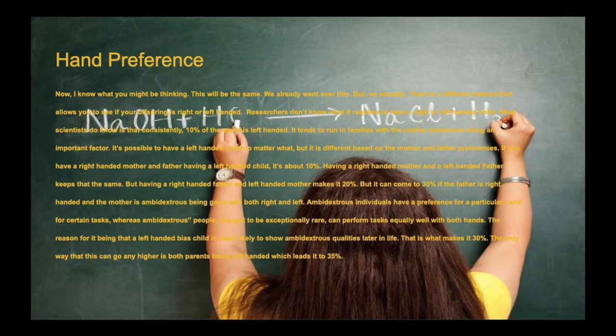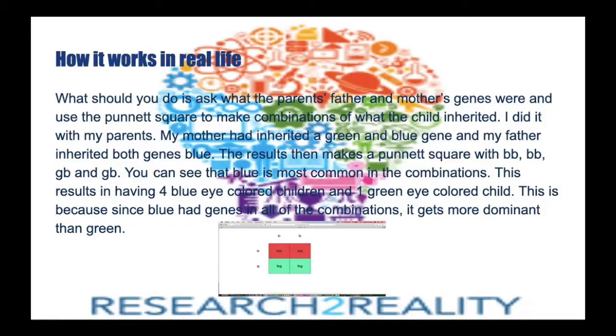Most individuals have a preference for a particular hand for a certain task, whereas ambidextrous people, thought to be exceptionally rare, can perform tasks equally well with both hands. The reason it is important is that a left-handed biased child is more likely to show ambidextrous qualities later in life. That is what makes it 30%. The only way that can go any higher is both parents being lefties, which leads it to 35%.